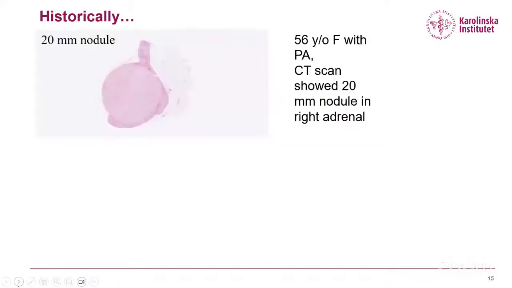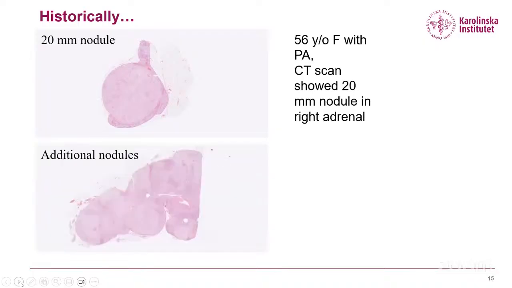So I'm going to illustrate this with a historical case with a 20 millimeter nodule in a patient with PA. This is the right adrenal. You can see one nodule clearly. This is expanding the normal cortex. So this is clearly a pathological nodule. But there were also additional nodules when we grossed this adrenal. And by morphology alone, they look very similar. They are composed of clear cells, vacuolated cytoplasm, no atypia. It looks like pathological expansions of the entire cortical layer, basically.